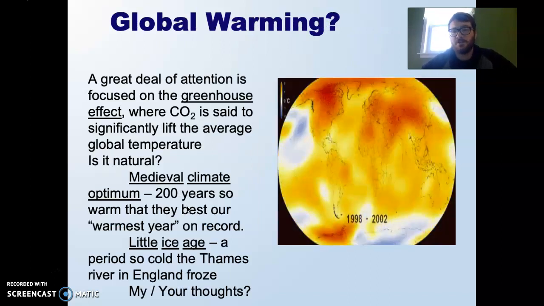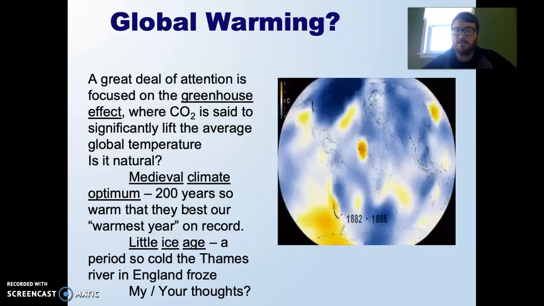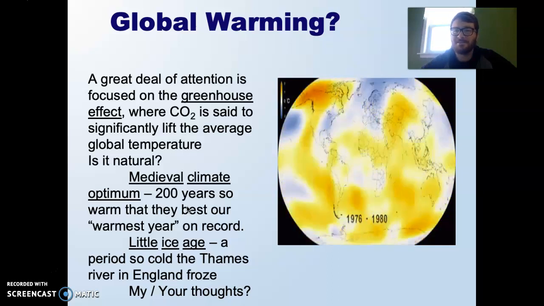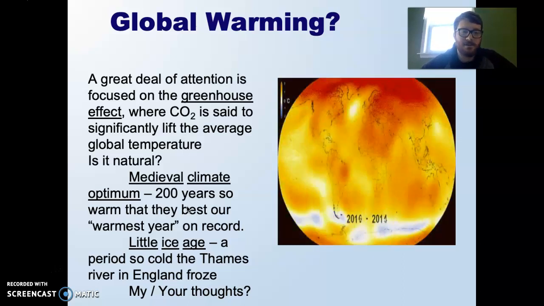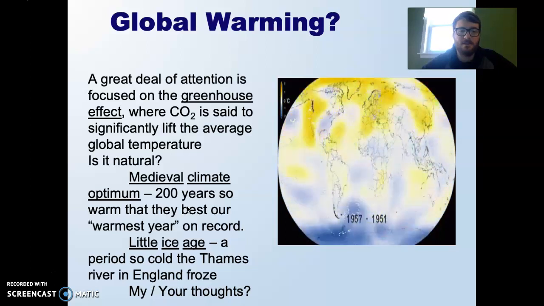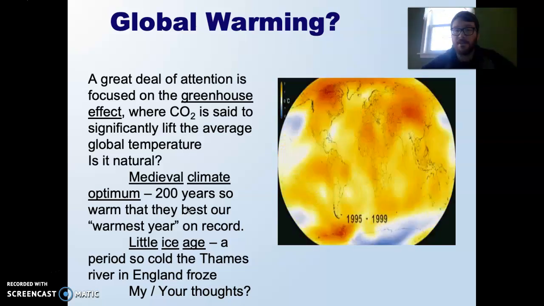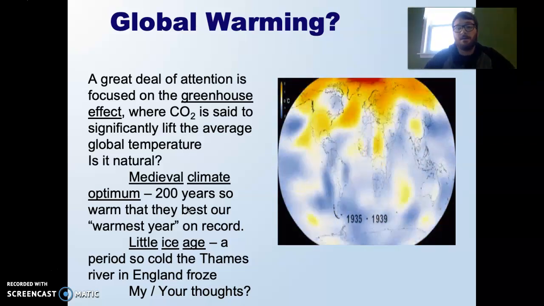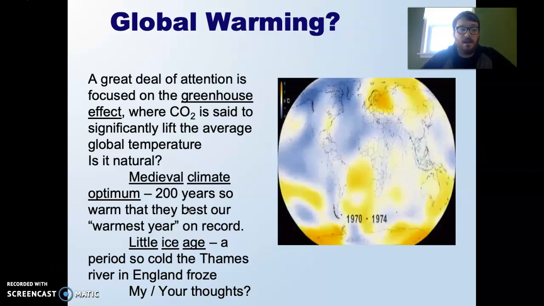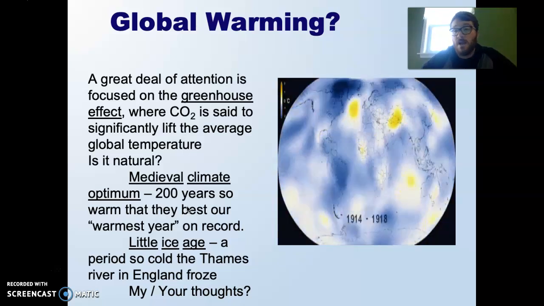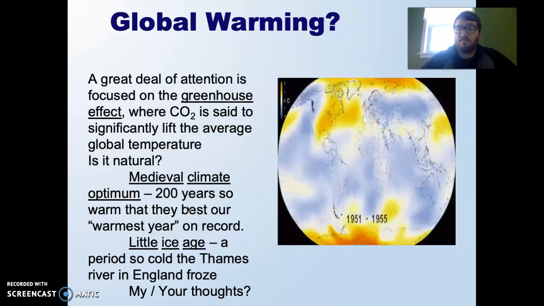Take a look at this GIF here. I'll let you watch it twice. Looks like we're getting a little toasty here on Earth. Should we be concerned? Well, a great deal of attention is focused on the greenhouse effect. CO2 is significantly lifting the average temperature. Is it natural? Well, that's not for me to tell you. I think you need to do your own research on that. I do think that CO2 being a greenhouse gas allows heat to be trapped in the atmosphere and not to be released back into outer space.